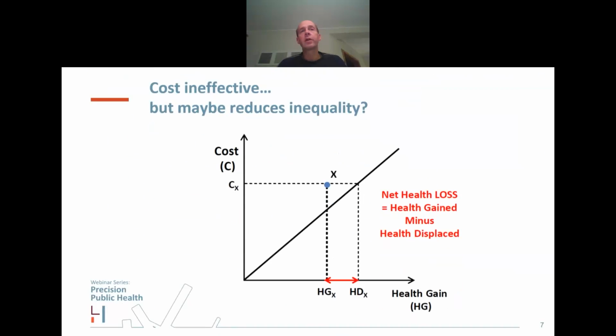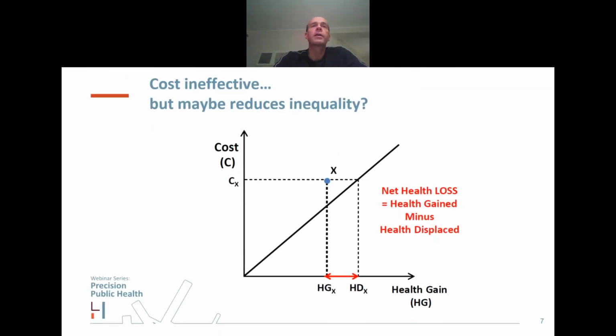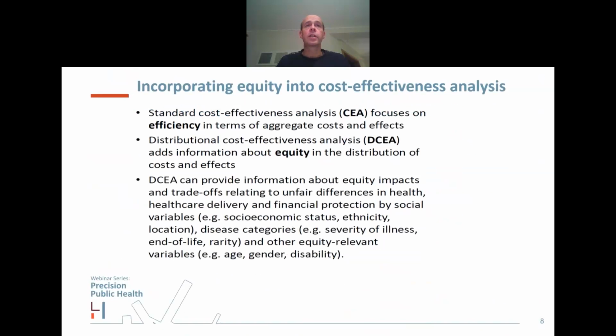Or we have a situation which is the reverse. We may have an intervention X, which is cost ineffective, but on the positive side, it may reduce inequality. But by how much? And does the reduction in inequality compensate for the cost ineffectiveness? We don't know. We need some tool, some guidance there to make these informed decisions. This is essentially what this idea is about, to incorporate equity into cost effectiveness analysis.